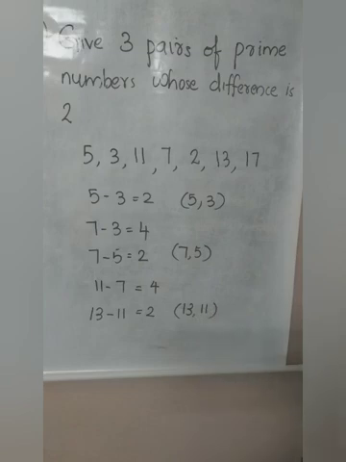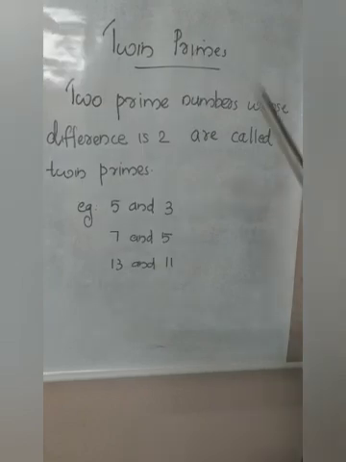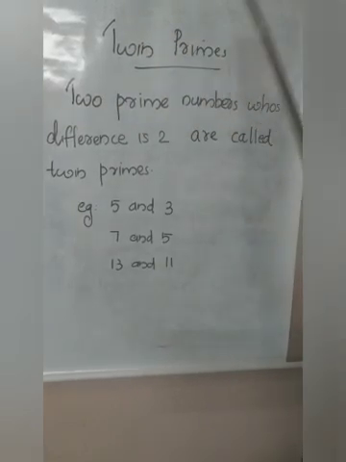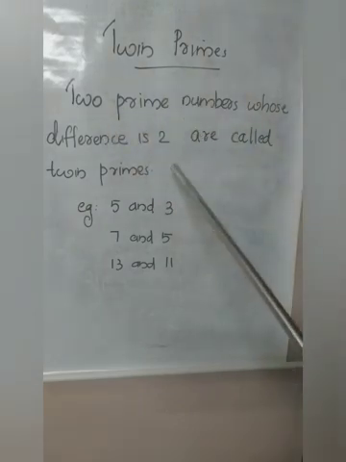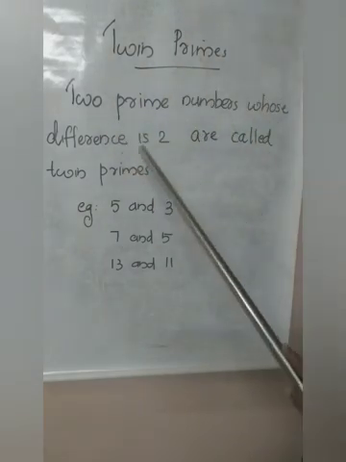So, what do you mean by twin prime? When you subtract the two prime numbers and you are getting difference 2, then those primes are called twin primes. What is twin primes? Two prime numbers whose difference is 2 are called twin primes.